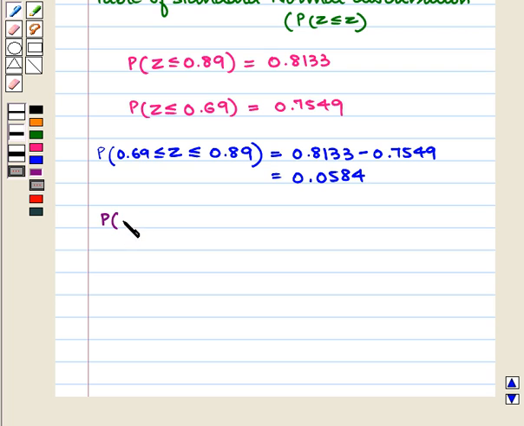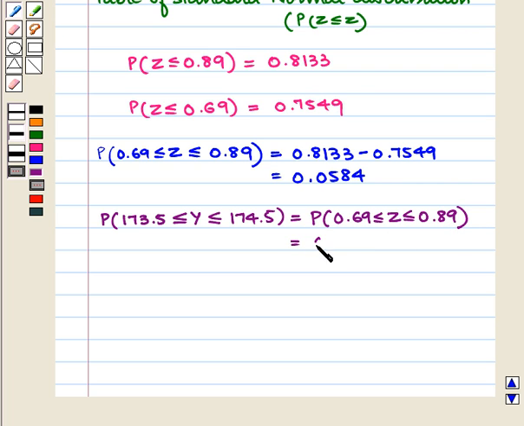Therefore, probability of 173.5 less than equal to y less than equal to 174.5 is equal to probability of 0.69 less than equal to z less than equal to 0.89, which is equal to 0.0584. Thus, probability of x equal to 174 is approximately equal to 0.0584.